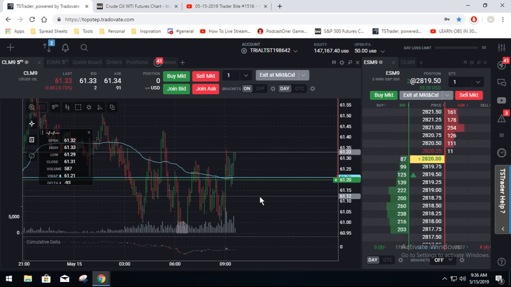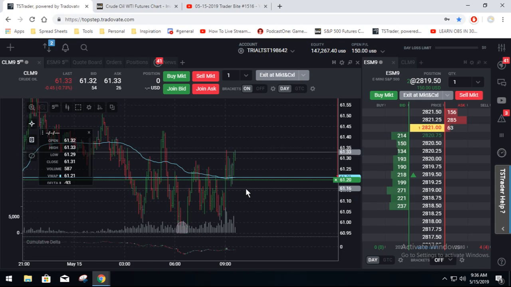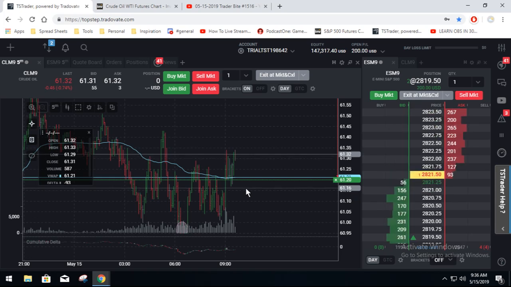Looking for the break to the upside on the S&P. Oil may follow if it does break to the upside, or lead it. Whippy open, tight range on the ES.